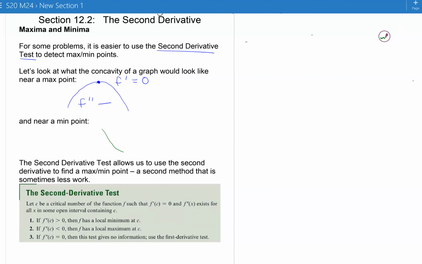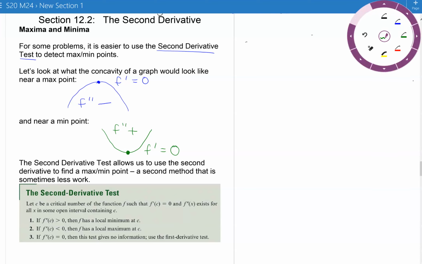And then if I find a point where the first derivative is 0 and the second derivative is positive, then I will know that is a local min. So this is another way to detect a local max or local min.